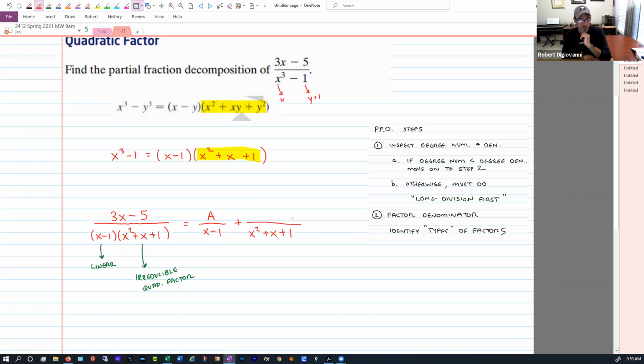Here's the change. On the top does not go just a letter, like b. You have to put bx plus c. Now, I know that that's weird, but just look at what it is. Do you all agree that the a over here is just a number, right? It's just a number. And on the bottom, it's linear.